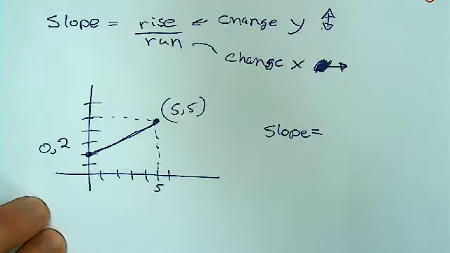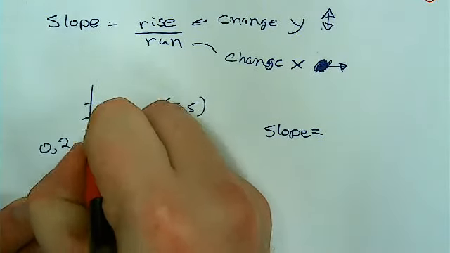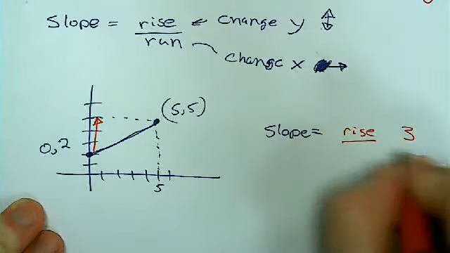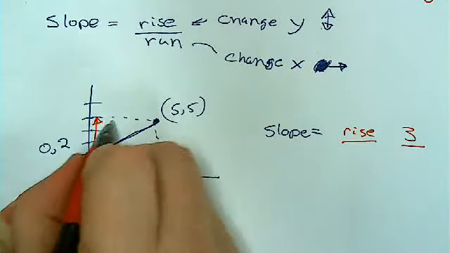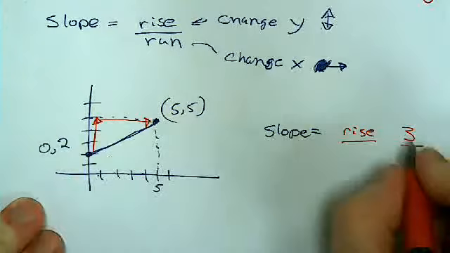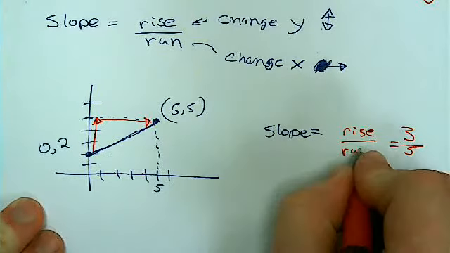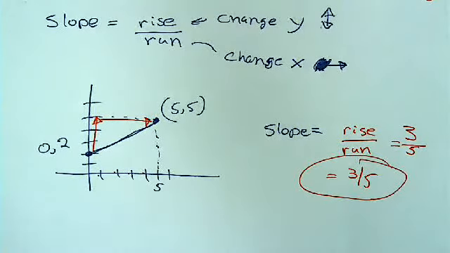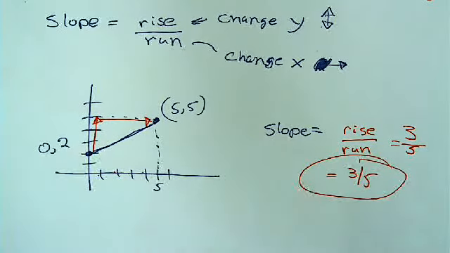What's my rise? How far up am I going? I went up 3 units. So that's a rise, 3. Now let's look at my run. 1, 2, 3, 4, 5. So 5 over. If you've got the graph, you can just count, and those two numbers become your slope. You don't have to use the formula if it's graphed for you, and you can go ahead and just count how far up, how far over you went.